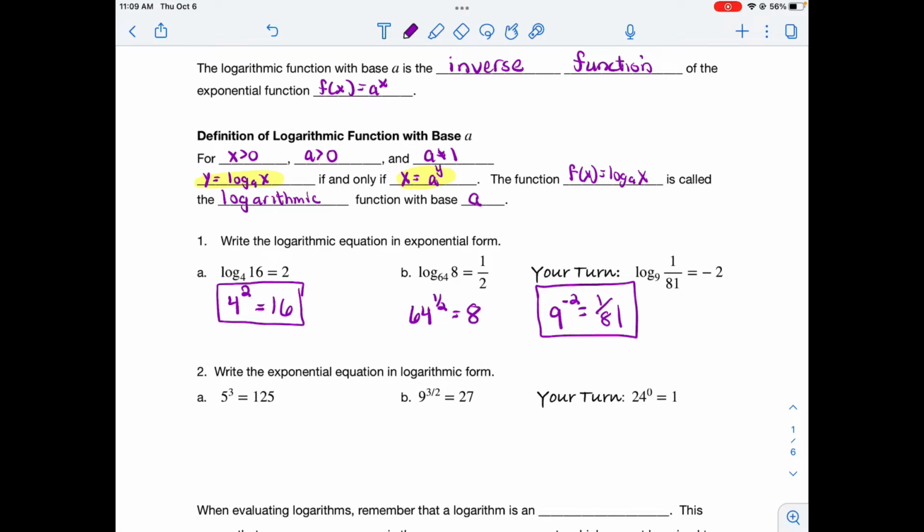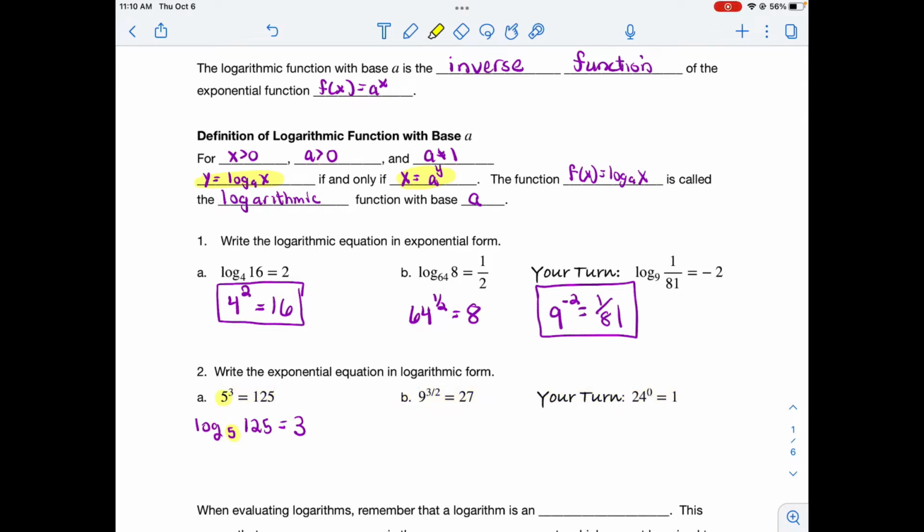Okay, let's go in the other direction now. I'm going to give you the exponential equation, and I want you to convert it into logarithm form. Remember, the base stays the base. So this becomes log base 5 of 125 is equal to 3. So our x's and y's switch. Okay, part b, same thing. Our base is going to stay as the 9.